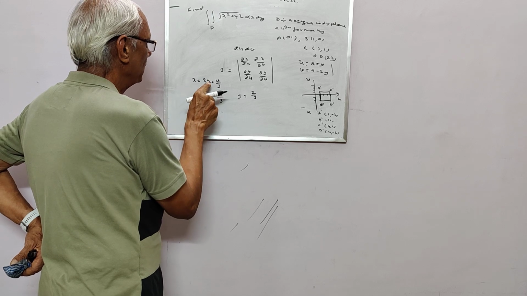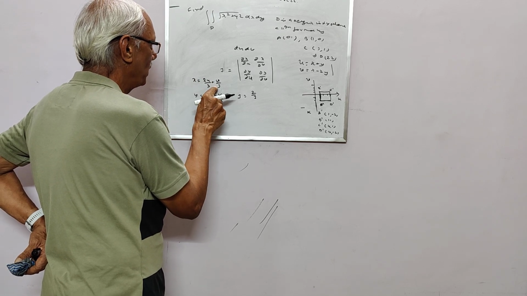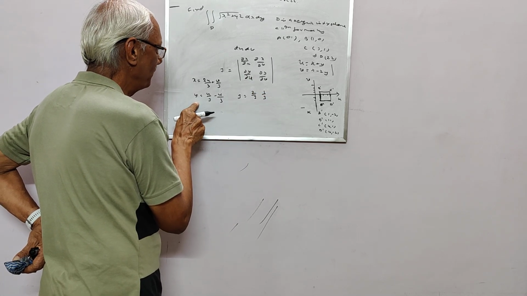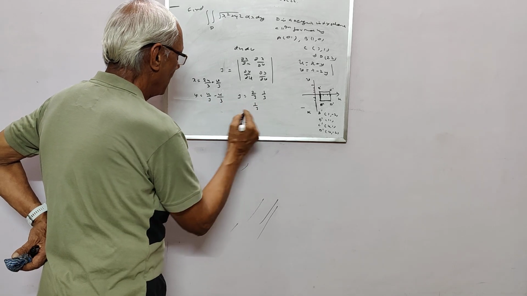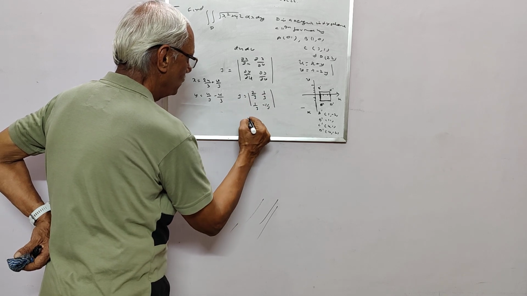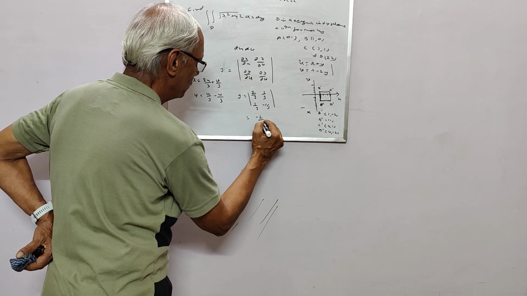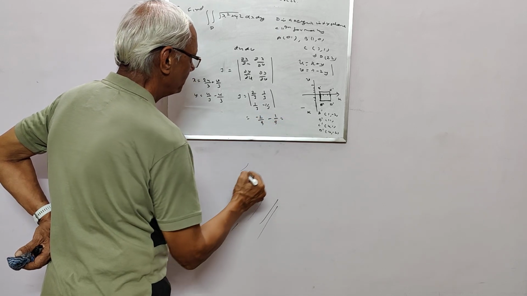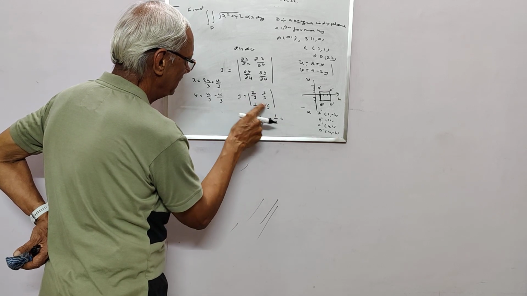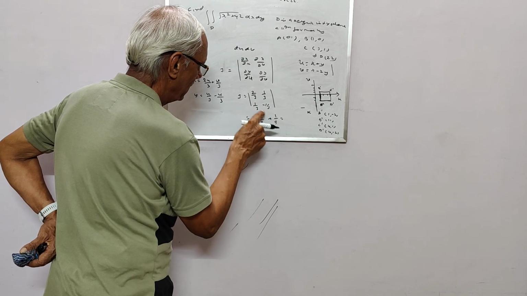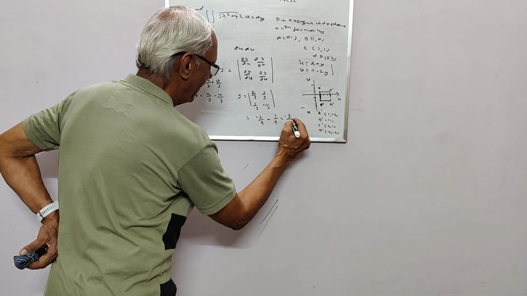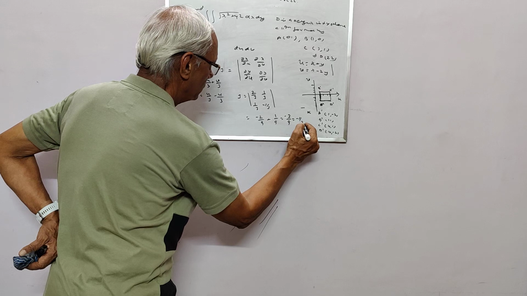And ∂x/∂v, treat this as a constant, partially differentiate with respect to v, so you will get 1/3. And now partially differentiate with respect to u, you will get 1/3. And partially differentiate with respect to v, you will get minus 1/3. So this is what you get. So this will be equal to what? It is minus 2/9 minus 1/9 plus 1/9. It is minus 2/9, then this is minus 1/9. So minus 3/9, that is equal to minus 1/3.